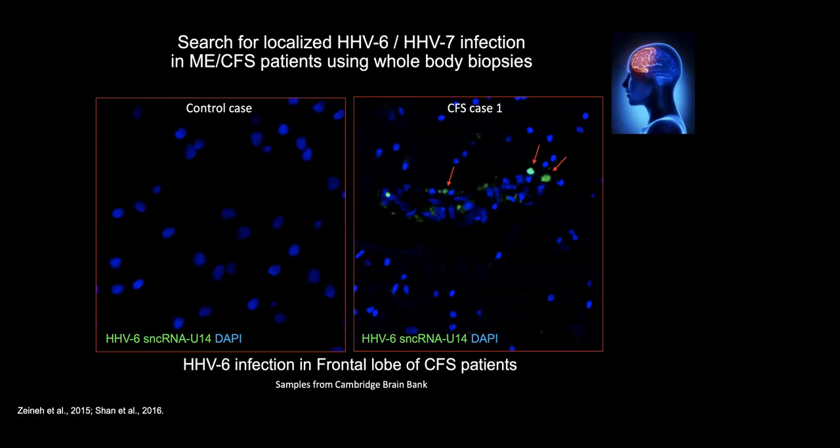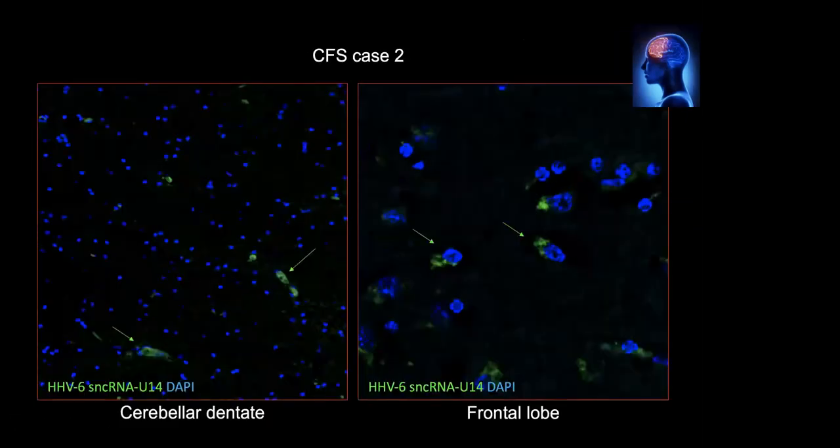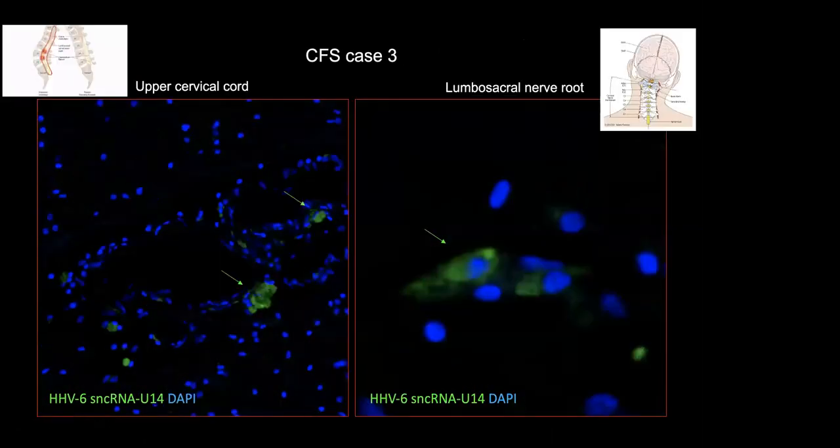We have not finished the study, so we don't know exactly where else the virus is, but at least we can see the frontal lobe contains active viral infection. And there is a lot of past literature which shows that the frontal lobe is altered in ME/CFS patients. Here's another case where we also see an HHV6 active infection in the frontal lobe as well as the cerebellar dentate region. And here's another case where we find HHV6 active infection in the upper cervical cord and the lumbosacral nerve root.